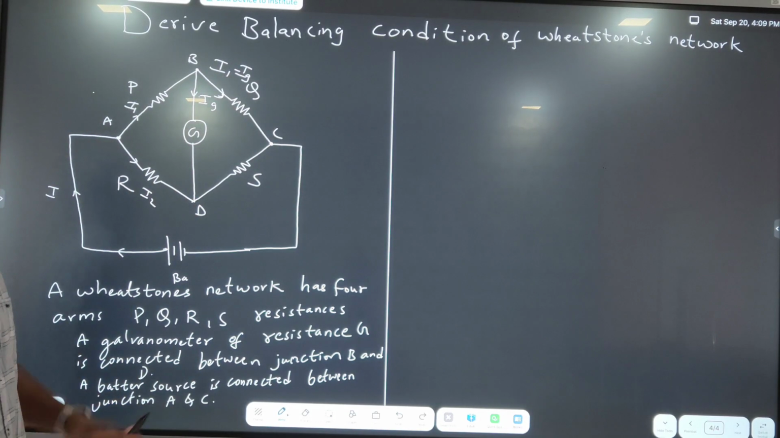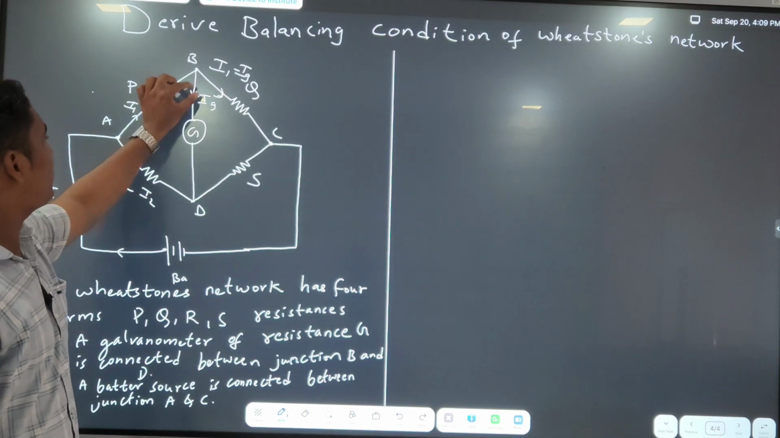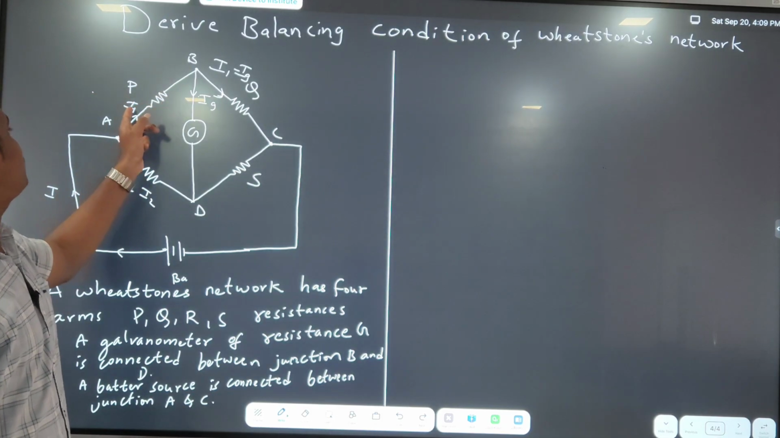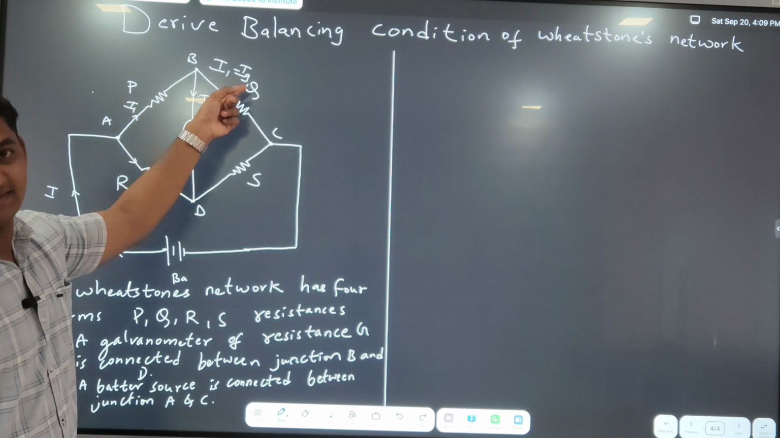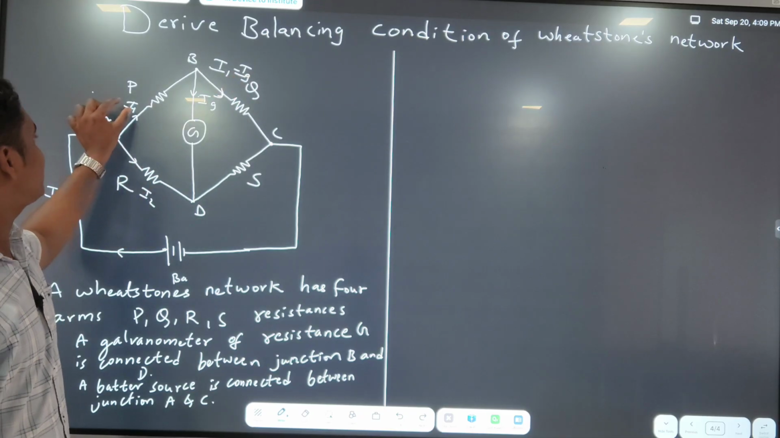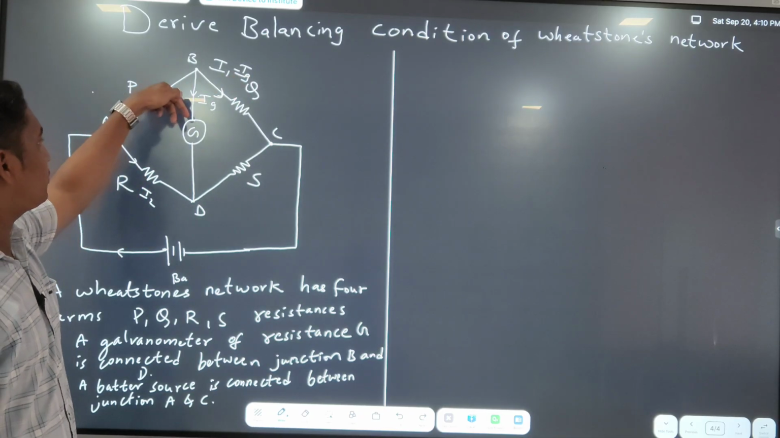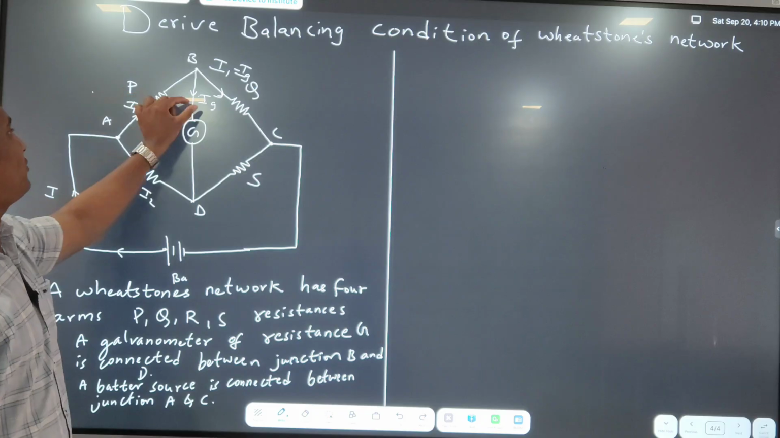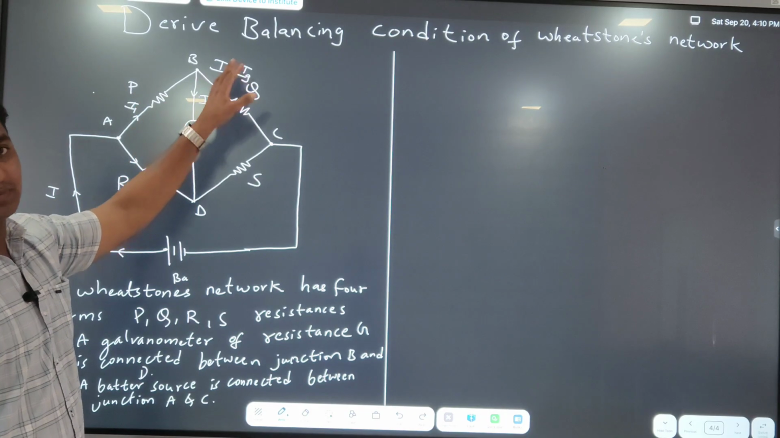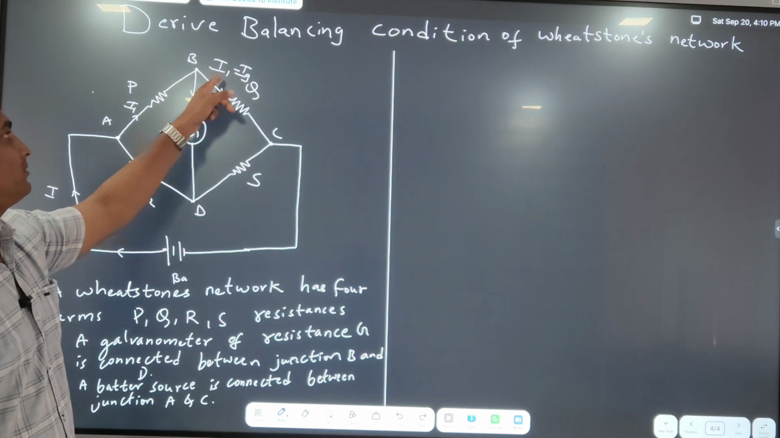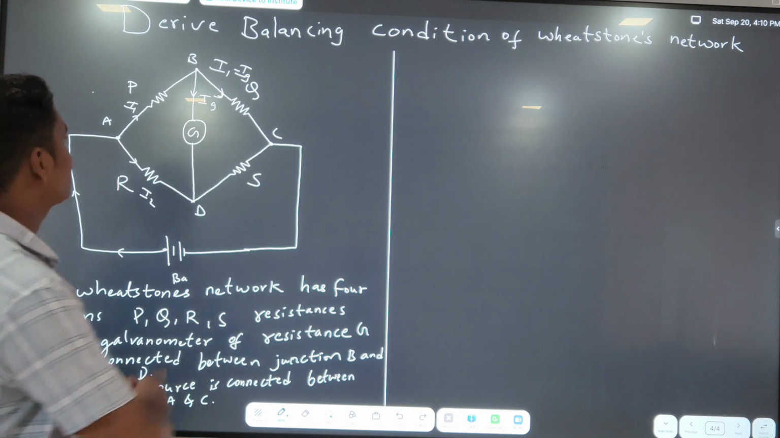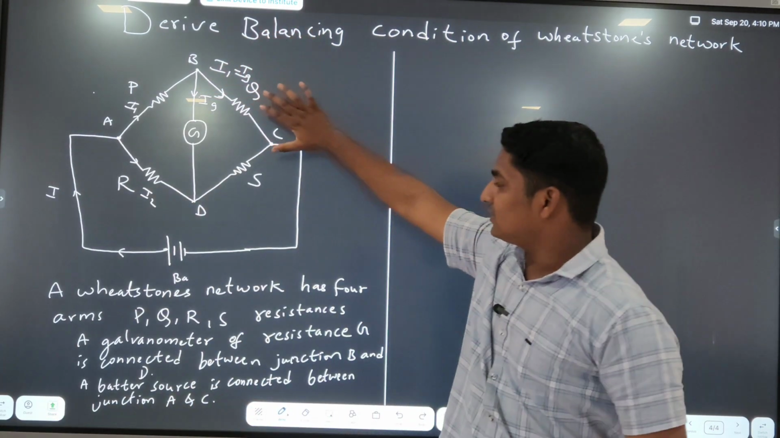A simple example: if it is 5 ampere, and 2 ampere is going here, then 5 minus 2 will be 3 here. As 2 is passing here, it was totally 5, so 5 minus 2, that is 3, is passing through here. 3 ampere is passing. That is nothing but I1 minus IG. I1 minus IG current is passing here.